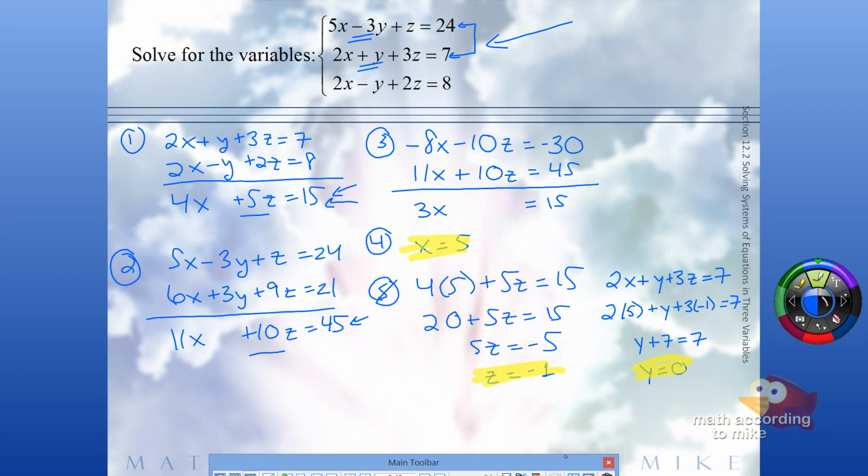Write your answer as an ordered triple x, y, z: (5, 0, -1). I'm going to leave it to you to do step 6, which is to put it back into all 3 equations. (5, 0, -1) should work just fine.